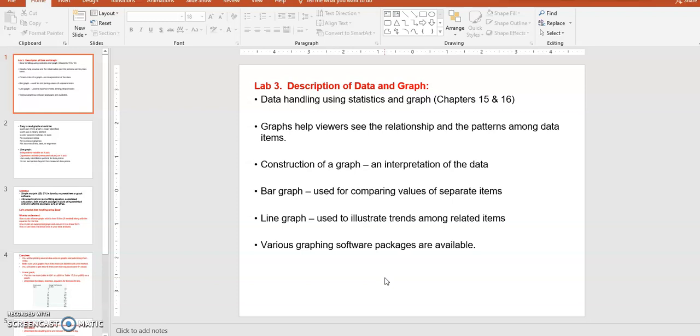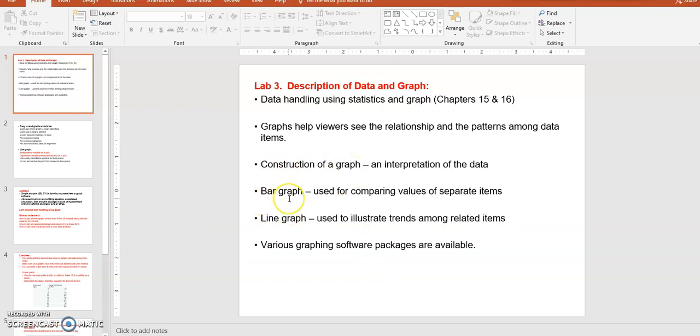So graphs are very helpful because they will visualize the relationship among your data sets. Whatever the graph pattern is that you're going to use, bar graph or pie chart or linear graph, it's much easier to see the relationship among your data if you can use the graph form. So you can construct a graph which will help interpretation of your data.